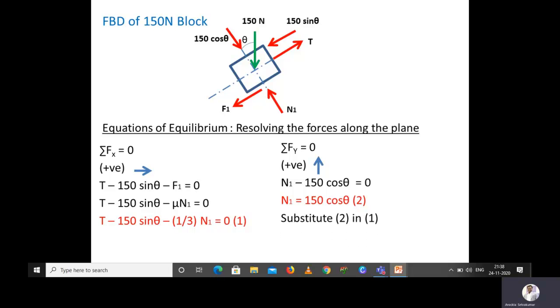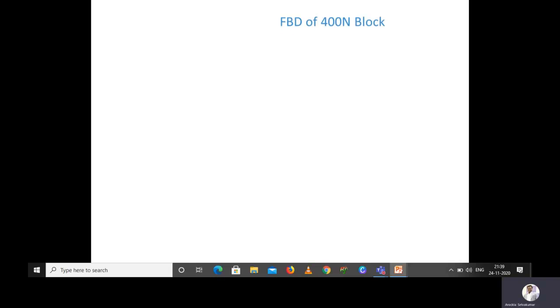Once we have N1 equal to 150 cos theta, we substitute equation 2 in 1, so we get T minus 150 sin theta minus 1 by 3 multiplied by 150 cos theta is equal to 0. We get the third equation as T is equal to 150 sin theta plus 1 by 3 times 150 cos theta. We did not get numerical values here for the tension or the normal reaction N1, so we move to the next block, the 400 Newton block.